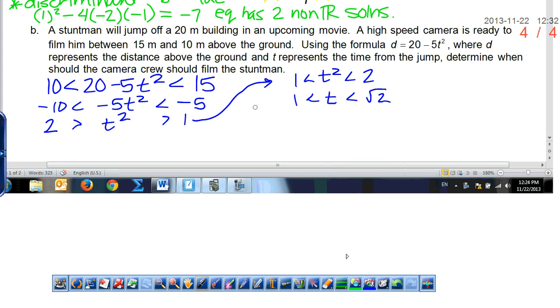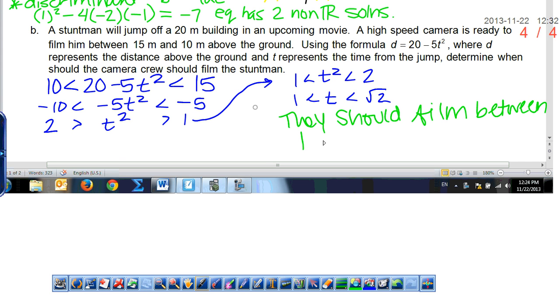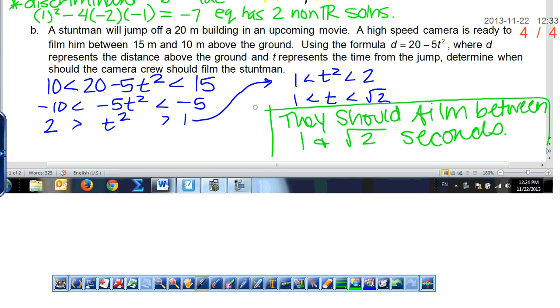You start filming after 1 second or... Okay, so they should film when? They should film between 1 and root 2 seconds. That's a very short amount of time. It is. That's why it's a high-speed camera. Why can't they just film the whole time and then cut it out? That's just a waste of film. It's a waste of my time. Questions on that one?